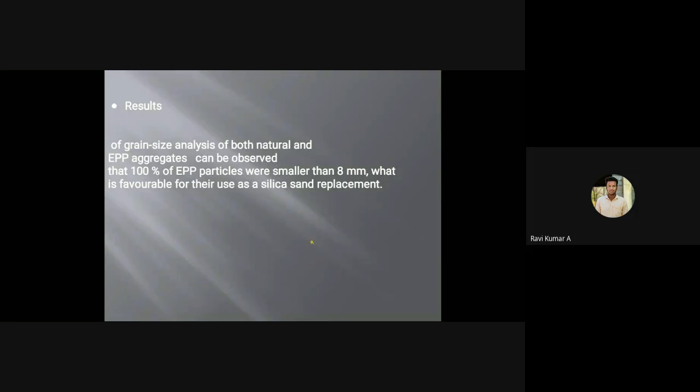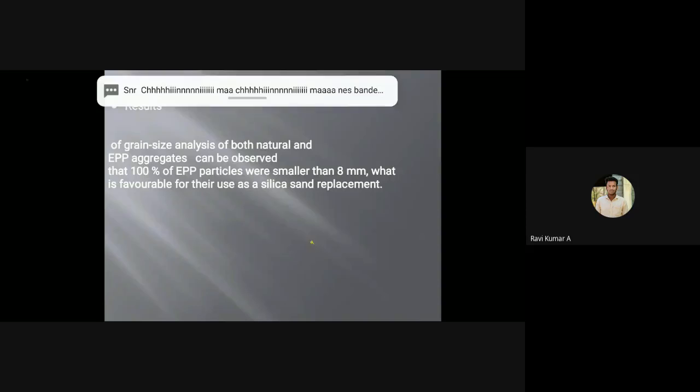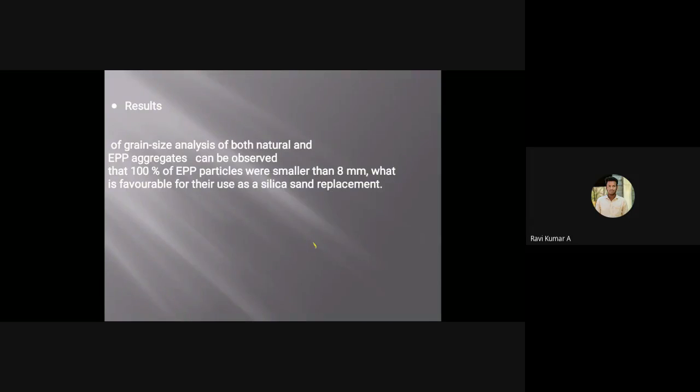Result of grain size analysis: both natural and EPP aggregates can be observed, as shown in the figure, that 100% of EPP particles were smaller than 8 mm, which is favorable for the use of silica and sand replacement. Next, Chetan will continue. He will conclude. Thank you.